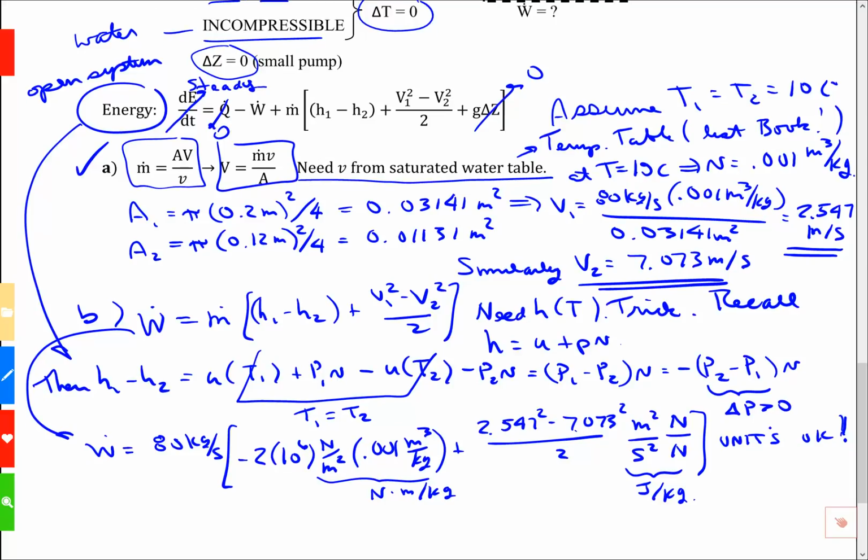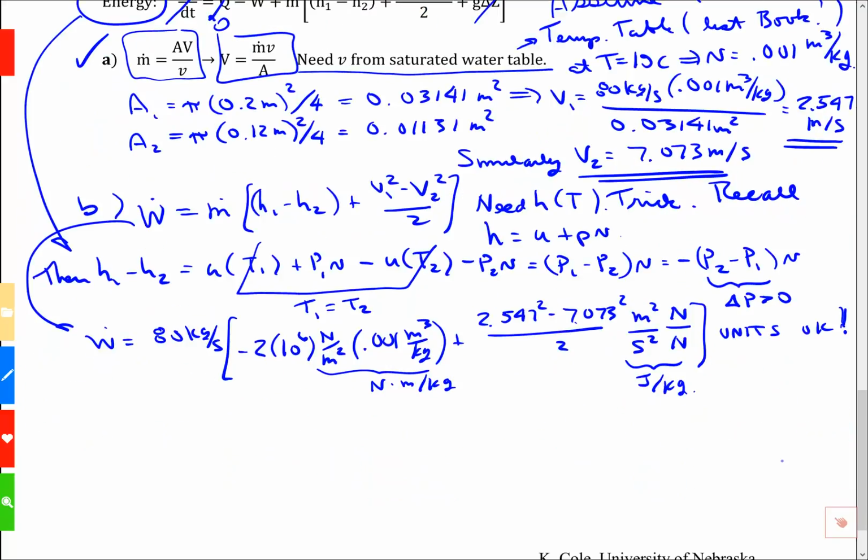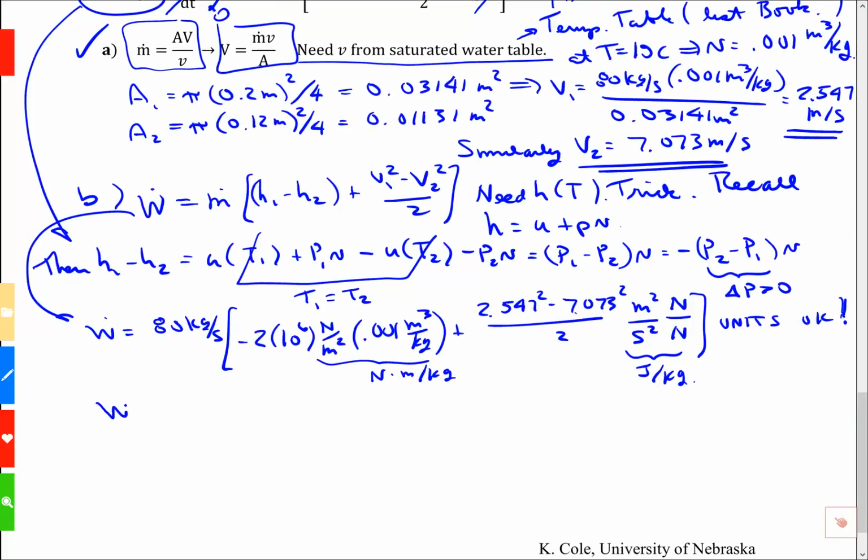Let me crunch the numbers. Let me crunch it in a couple of pieces first. Let me write it as W dot equals, I'm going to hold on to the 80 kilograms per second. And I'm going to show you the relative sizes. The pressure change times the specific volume gives me minus 2,000 joules per kilogram. My kinetic energy change is negative because the V2 is bigger. This one's minus 21.77 joules per kilogram.